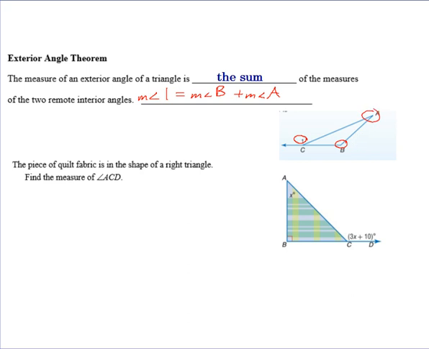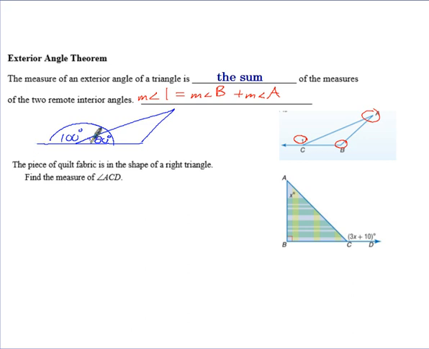And I'm going to give you a quick example that involves numbers to kind of help you out with this. So let's say that this equaled 100 degrees. I know for a fact by a linear pair that this angle here has to equal 80 degrees, because linear pairs add up to equal 180.